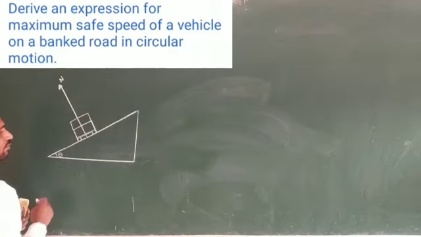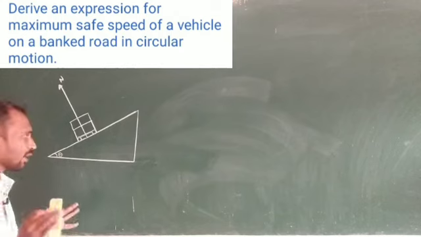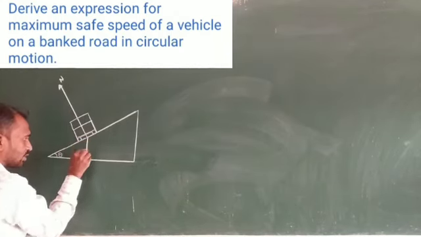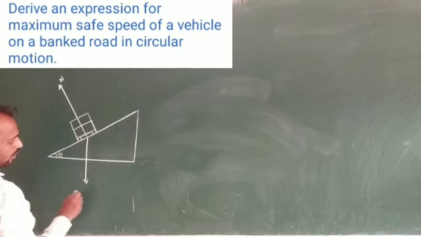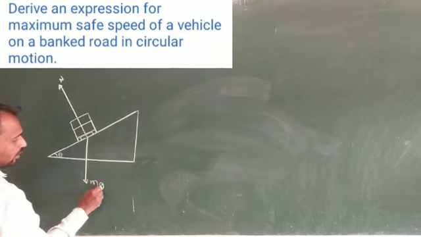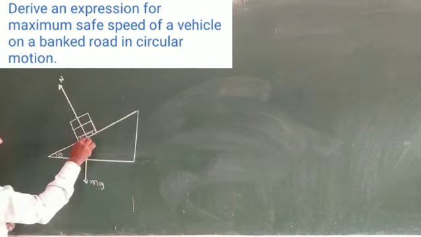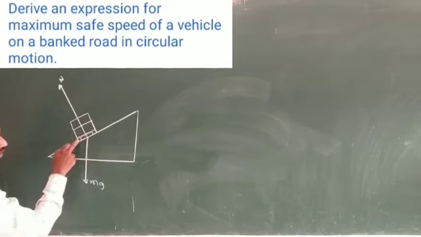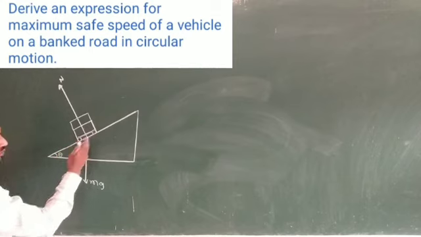Okay, so this one is a vehicle present on a banked road. This one is the normal reaction, and in this direction we consider the weight of the body, mg. Here we consider the contact surface: these are the tires of the vehicle, and this one is the road.